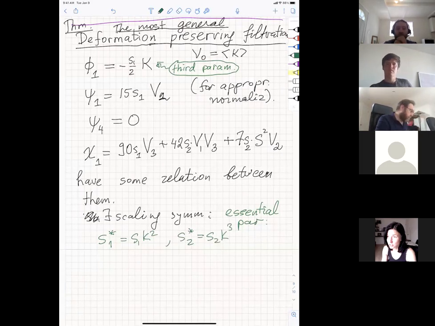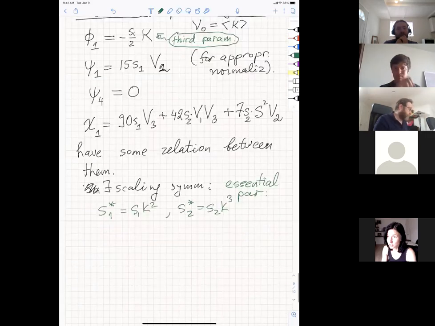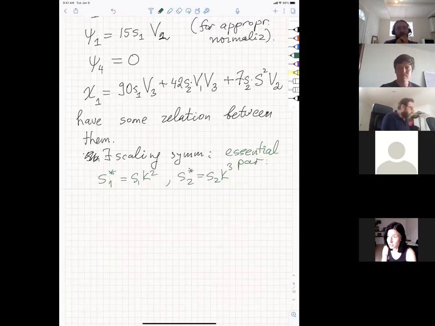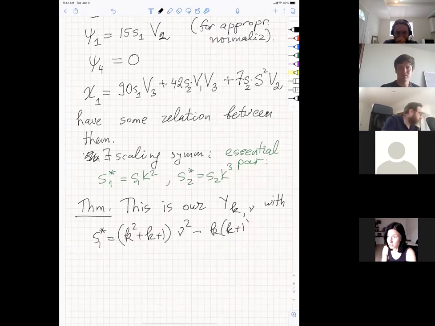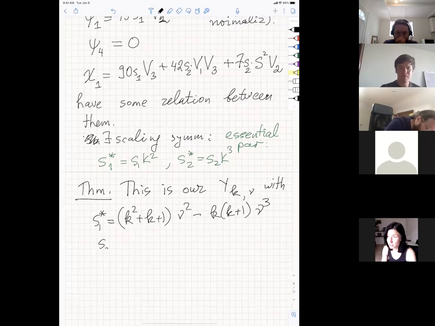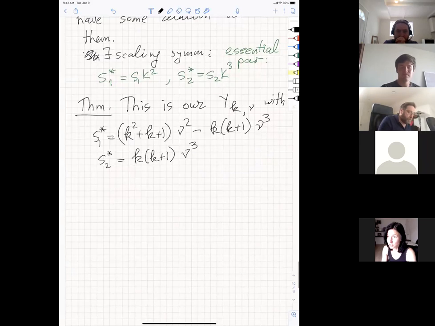And in this case, the relationship, so this is the algebra, this is our theorem, this is our Y_k,nu with S1 star equals k squared plus k plus 1 times nu squared minus k plus 1 nu cubed, and S2 star equals k plus 1 nu cubed. So this is how it works.